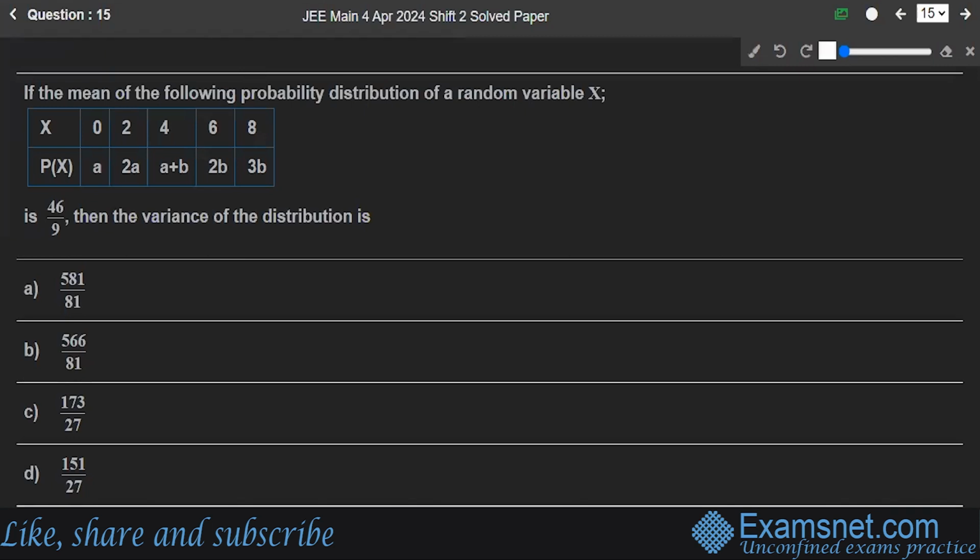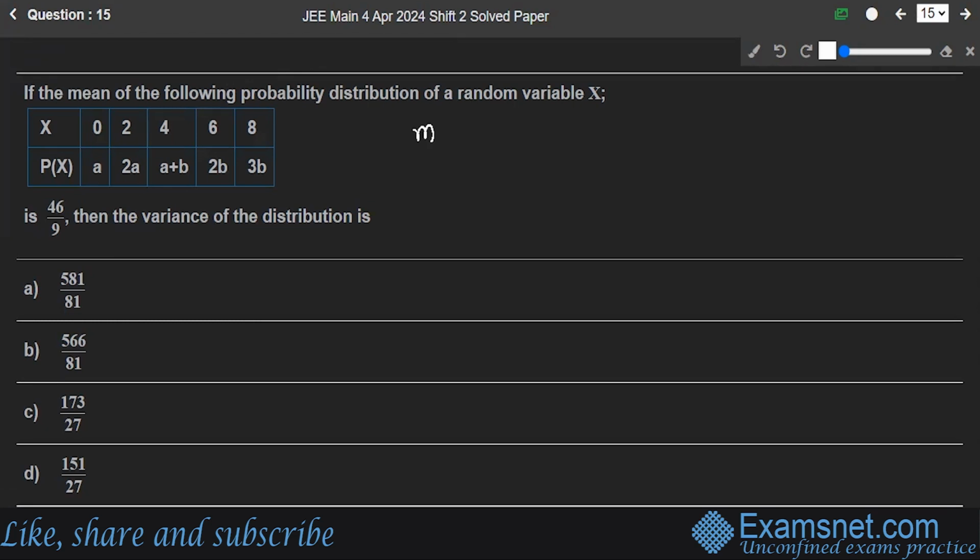Question number 15: if the mean of the following probability distribution of a random variable x, given by this table, is 46 by 9, you have to find out the variance of the distribution. So look at the table very carefully. This is x and this is the probability of x to happen.